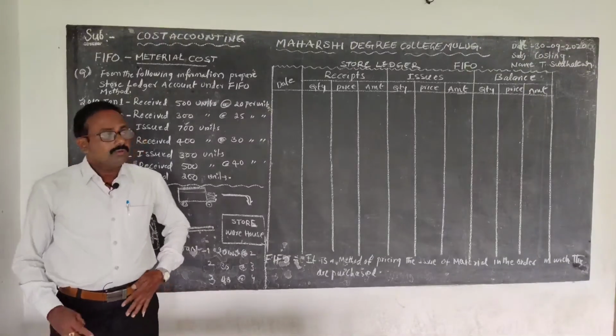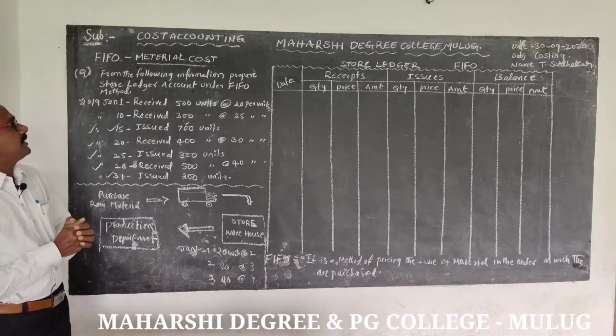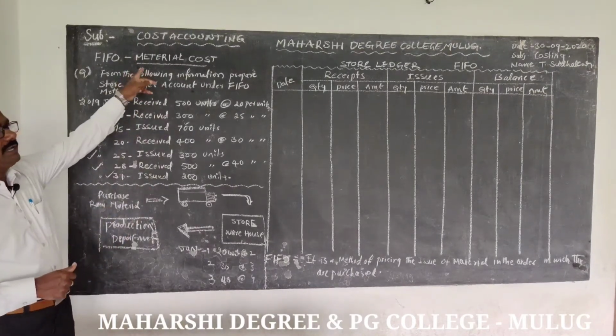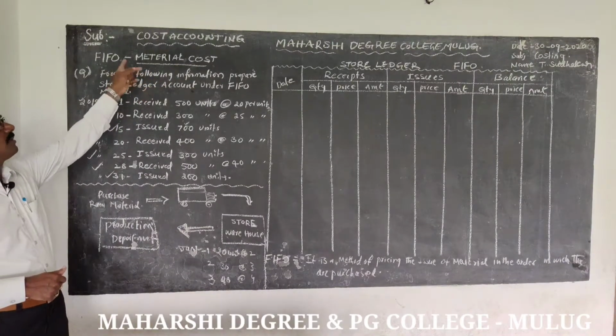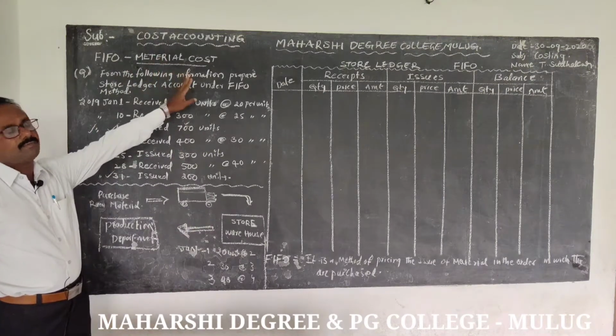Today we are going to learn about one of the topics in cost accounting, that is the material chapter, first unit of cost accounting, 6th sem of BCom, 5th semester.